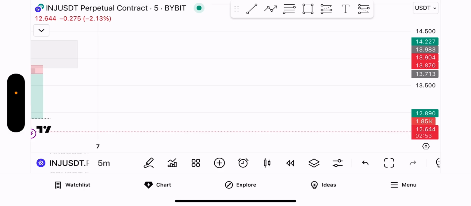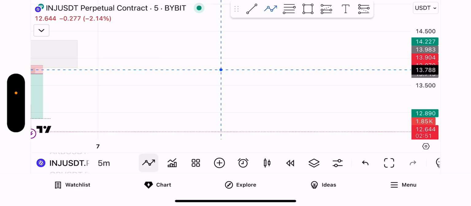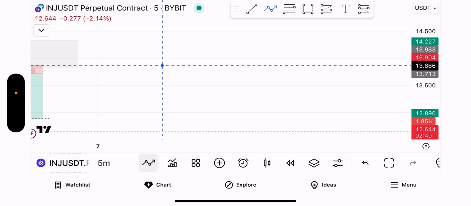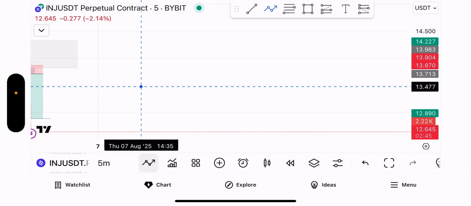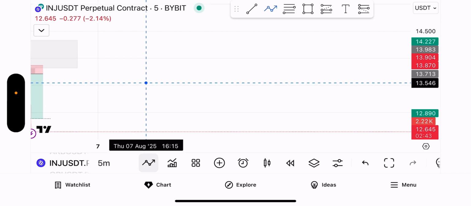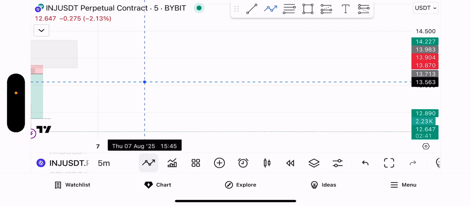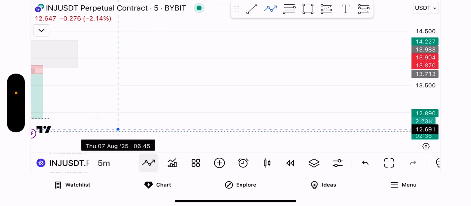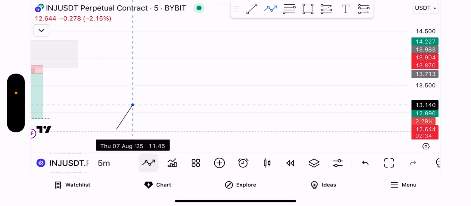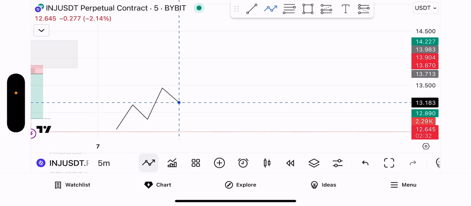Now I boil down my entry to a very simple pattern here. All I'm looking for is a structure. When I identify a structure, then I look for a liquidity. I look for an inducement liquidity, all put together with a point of interest. So let me give you an instance here. So let's say we have series of highs like this in the market.